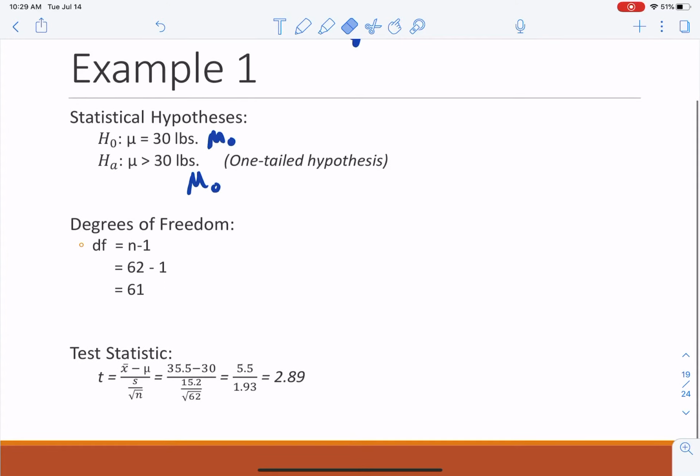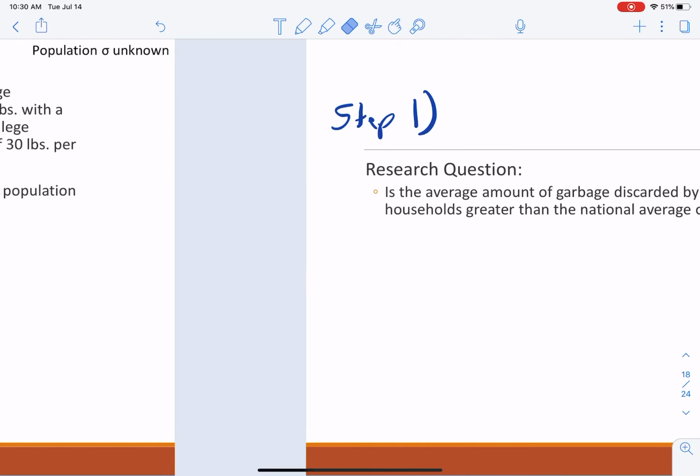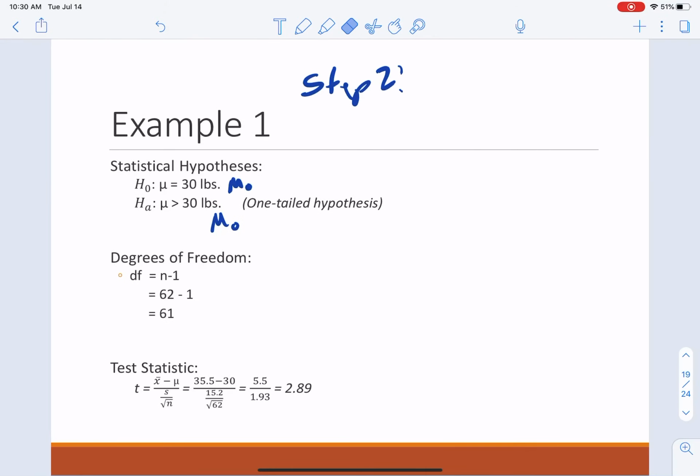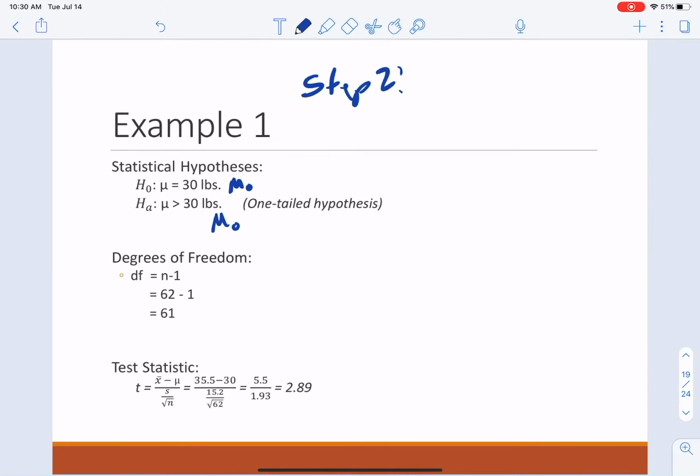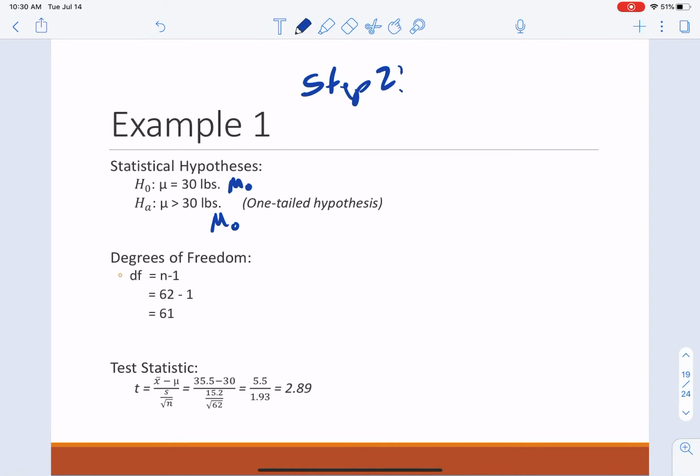We already have the degrees of freedom. Did we do that? No, we didn't, but that's okay. So 62, that's n minus 1, that's 61. That's the amount of independent information we have. And here is our test statistic.